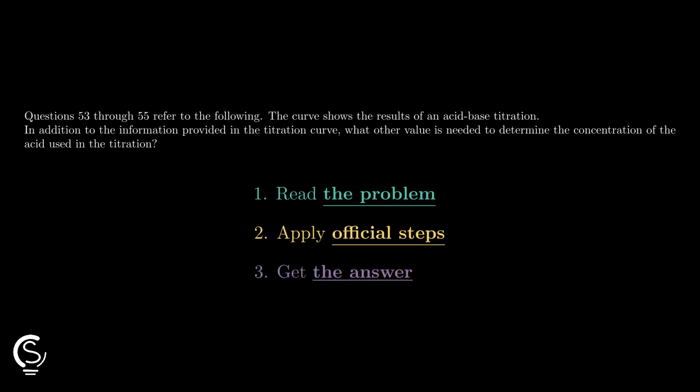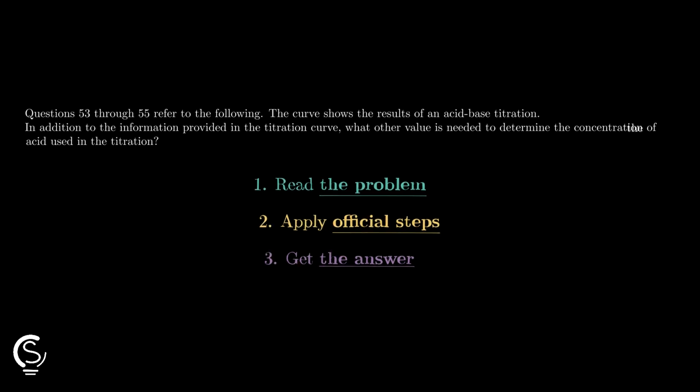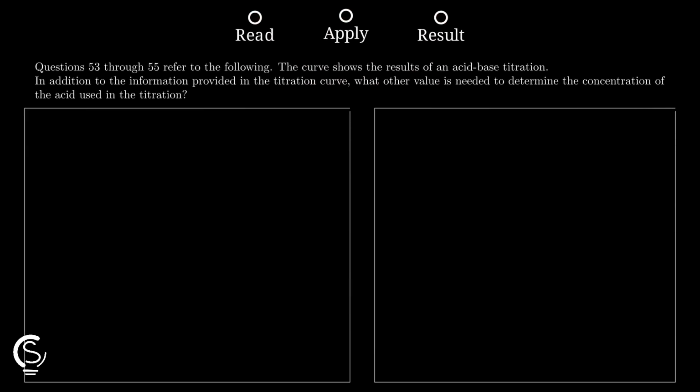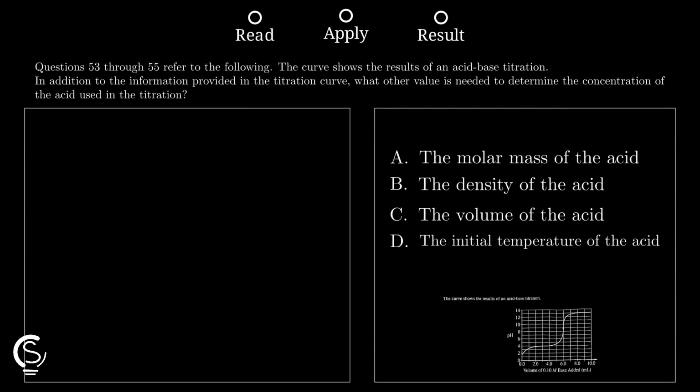I got your back. Titration curves are actually simple once you see the pattern. We need to find the missing variable to calculate the acid concentration right now. To find the molar concentration of our acid, we must use the titration formula. This requires knowing the moles of base added at the equivalence point to find the acid moles.